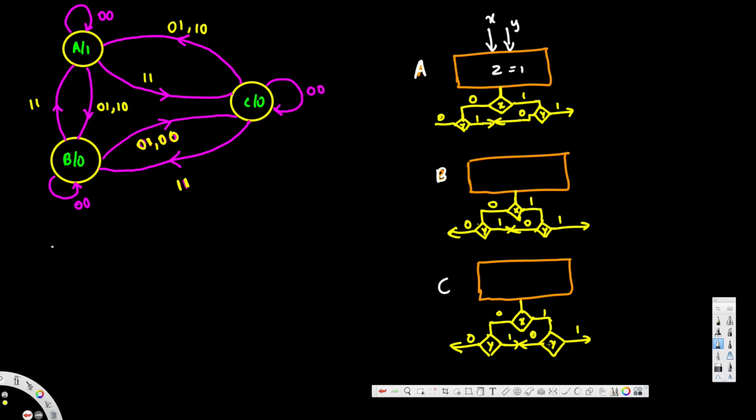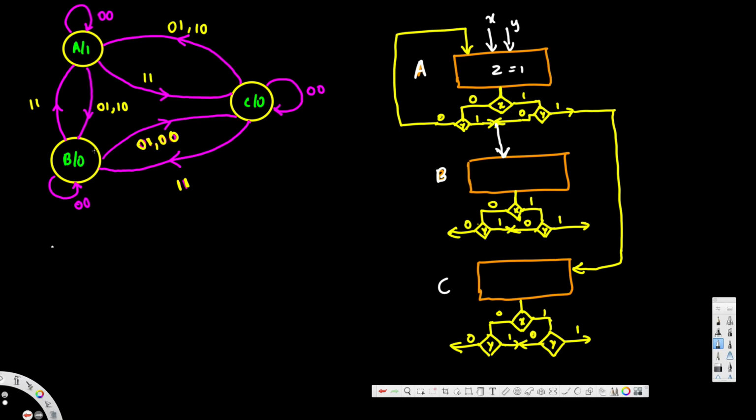Okay. Now from this you can see, let's see what are the things that go from A. From A, 0, 0 goes back to A again. And 1, 1 goes to C. And then 0, 1 and 1, 0 goes to B. 0, 1, 1, 0 is a common case. That's the common case here. This one, 0, 1, 1, 0, goes to B.